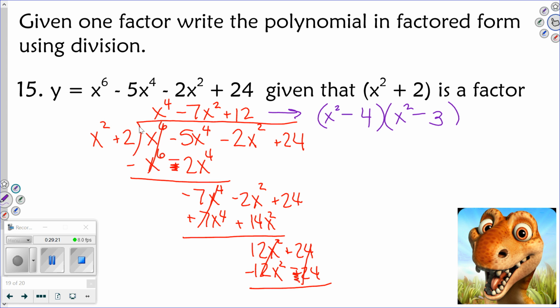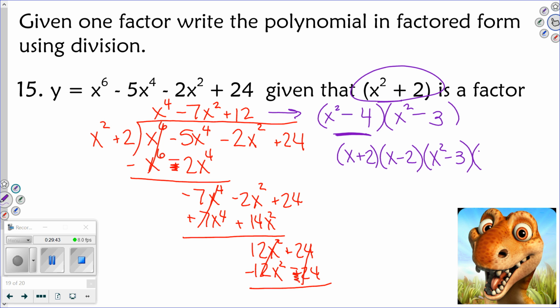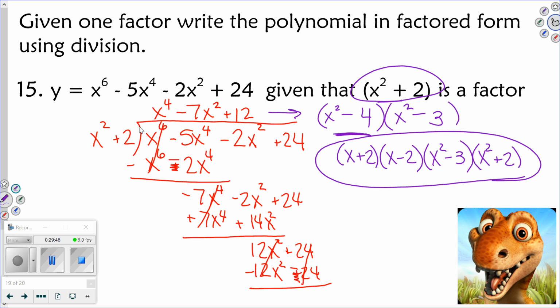I have to factor more? Really? Yes, right. See this? That's a difference of squares. That's x plus 2, x minus 2. Will this one go further too? No, that one stays x squared minus 3. Anything else? Remember the given? X squared plus 2. Isn't that pretty? So beautiful.